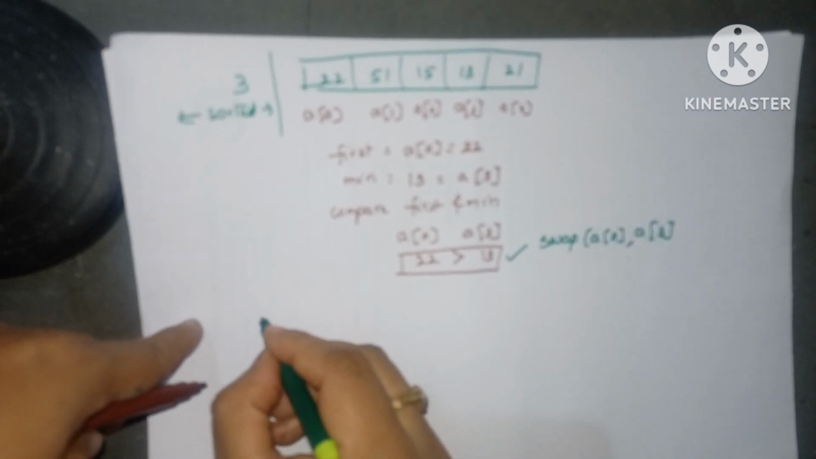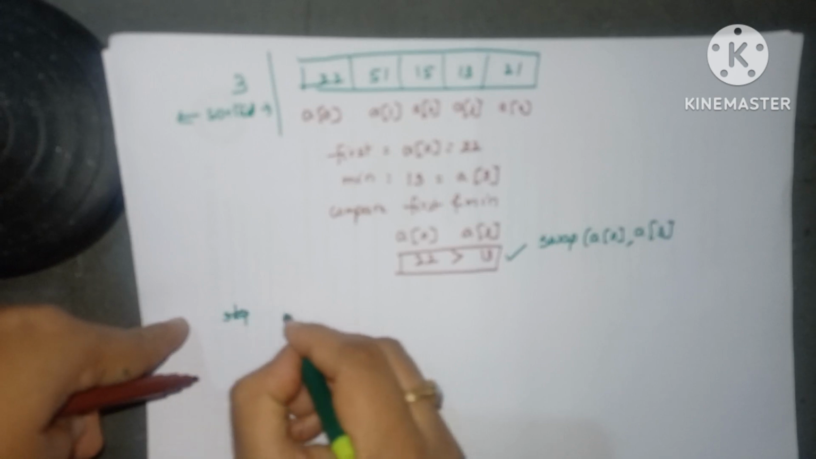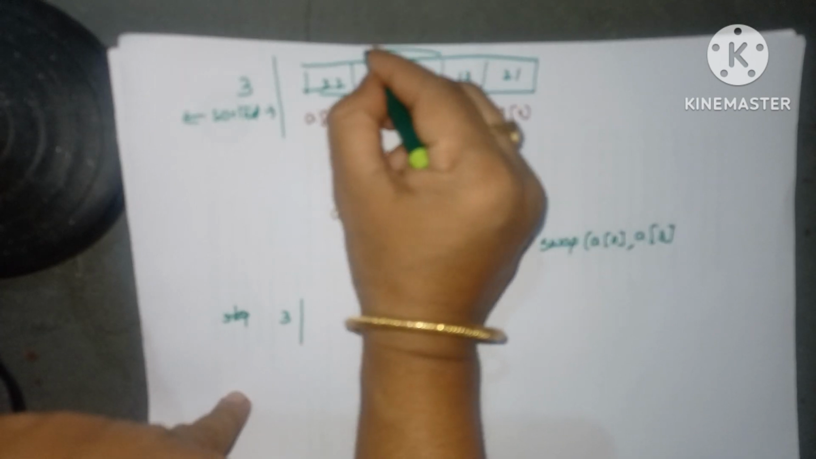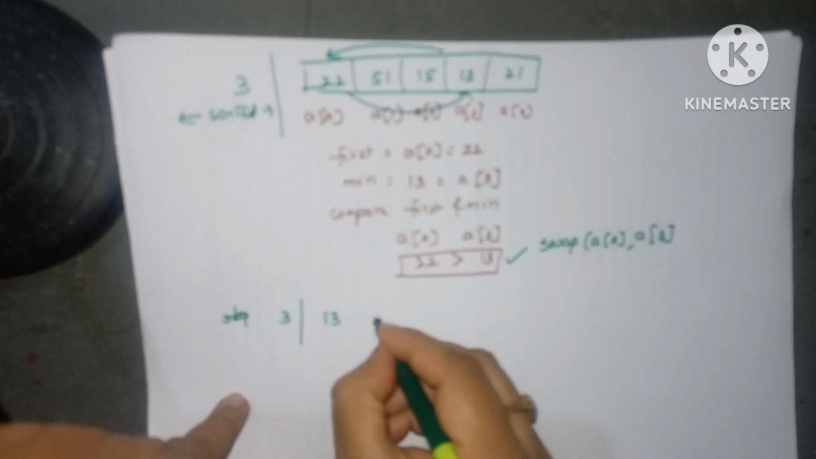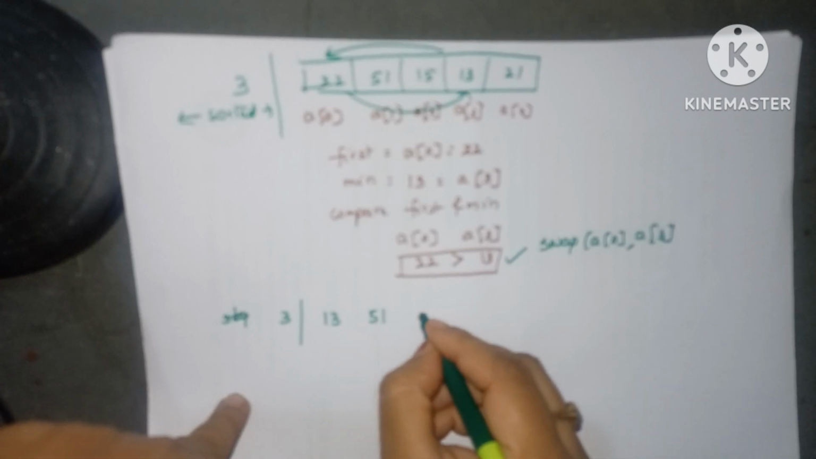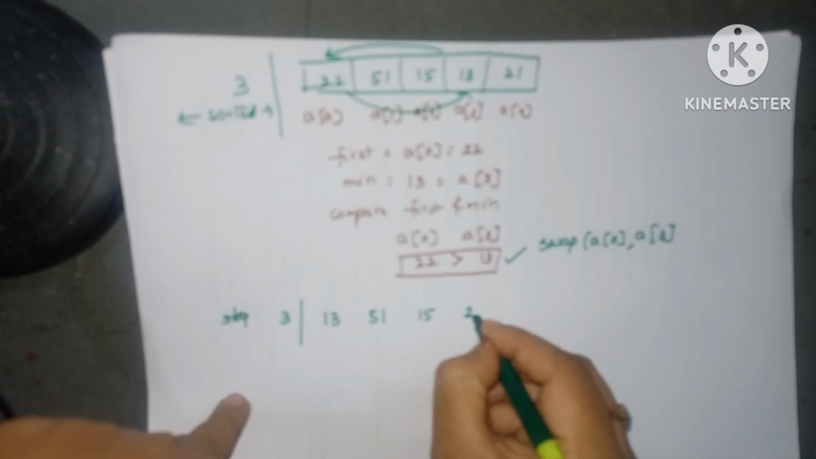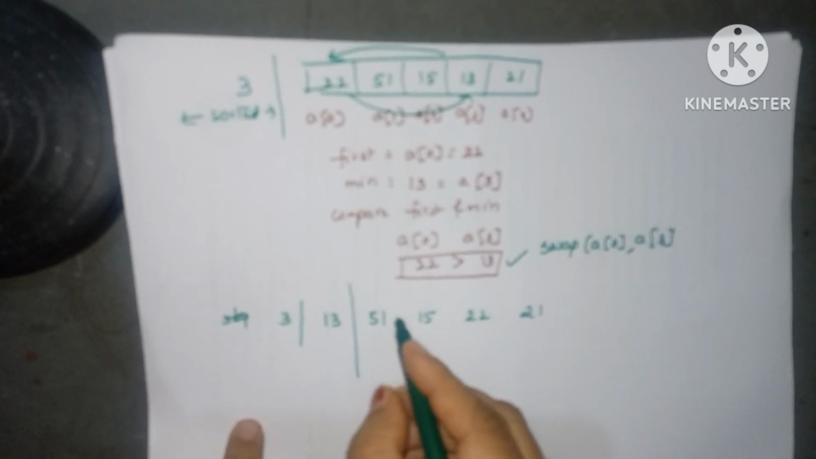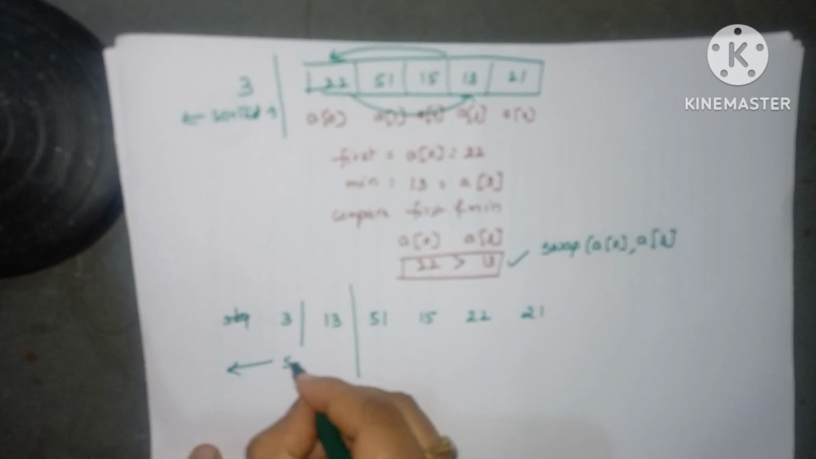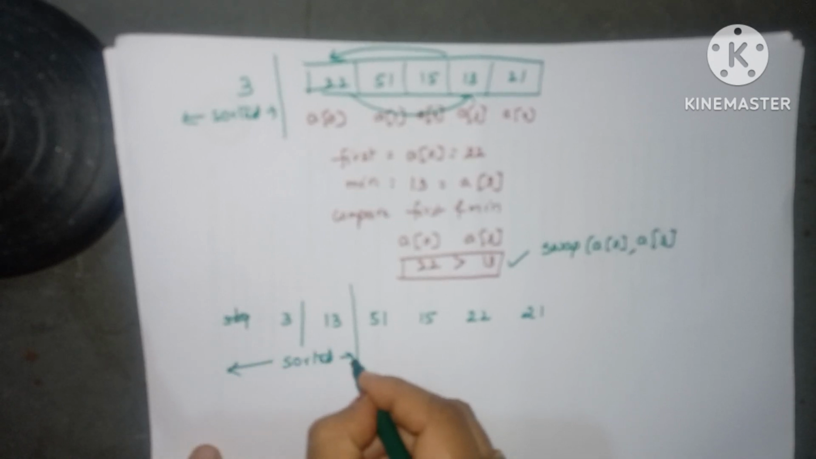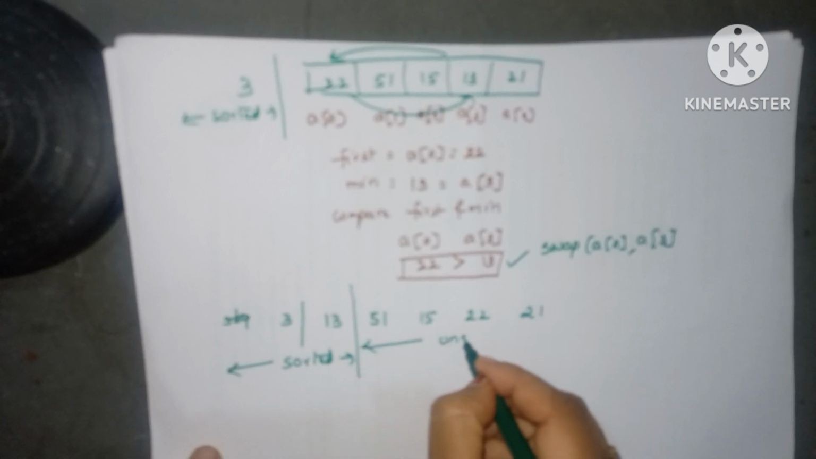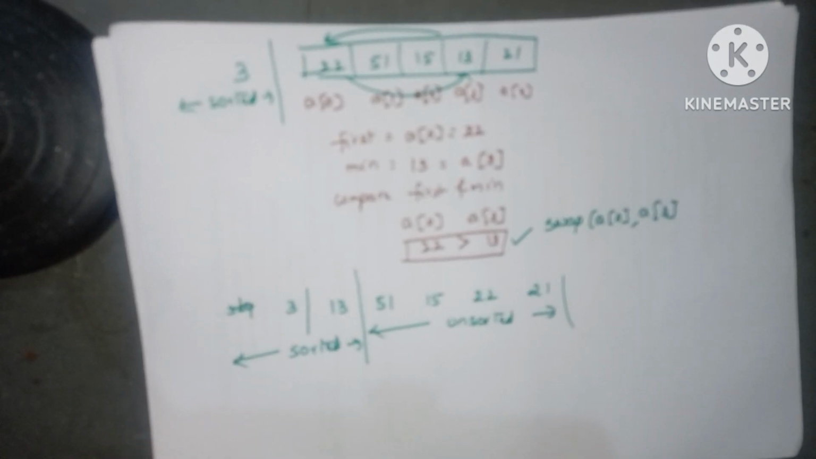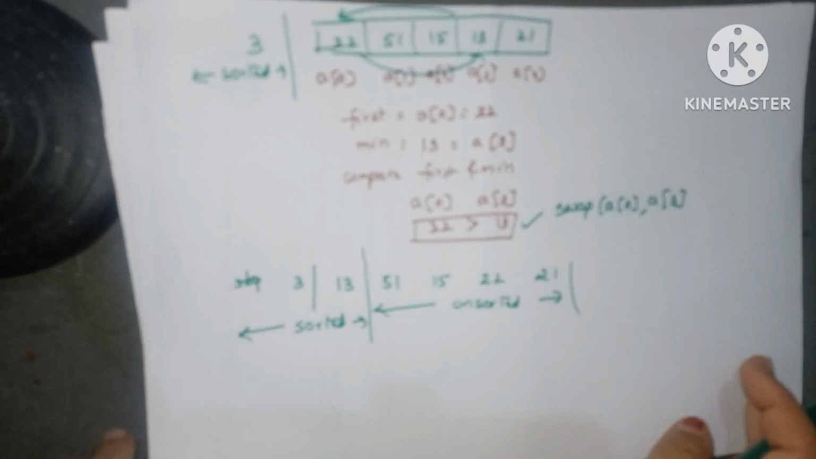So after swapping, in step 3, or otherwise, in this only 3 is anyway in order. 22 is coming to here, 13 is swapped to here. So 13, 51 is no change here, 51, 15, 22, 21. So whenever the first element is swapped, now this is divided into 2 parts. These 2 are in the sorted order, and these 4 are in the unsorted manner. Is it clear? After step 2 is completed, 2 elements are in sorted position, and the remaining are all unsorted.